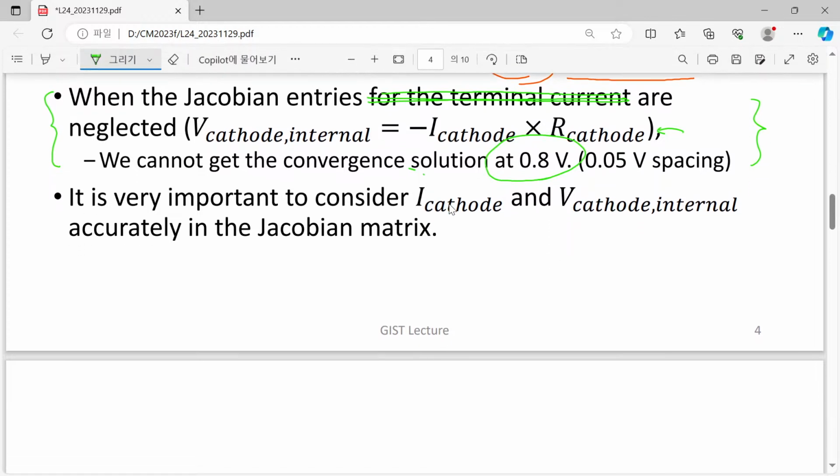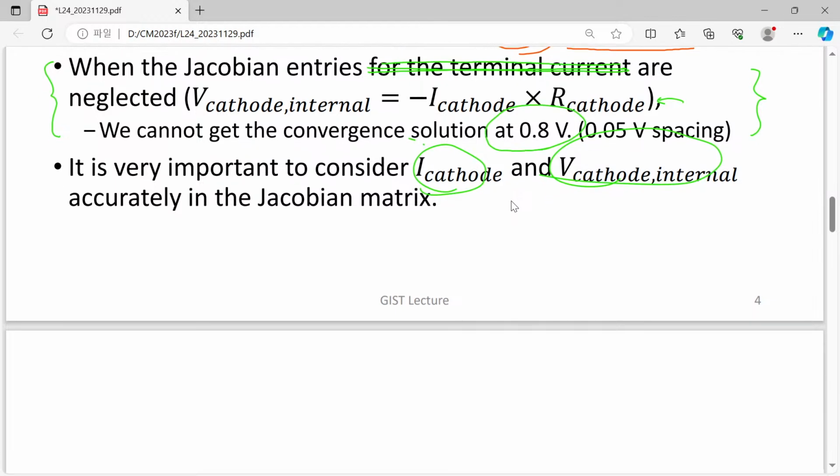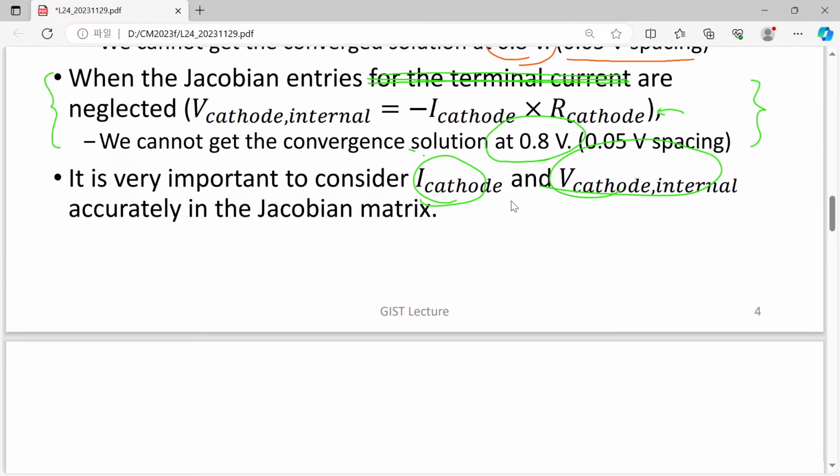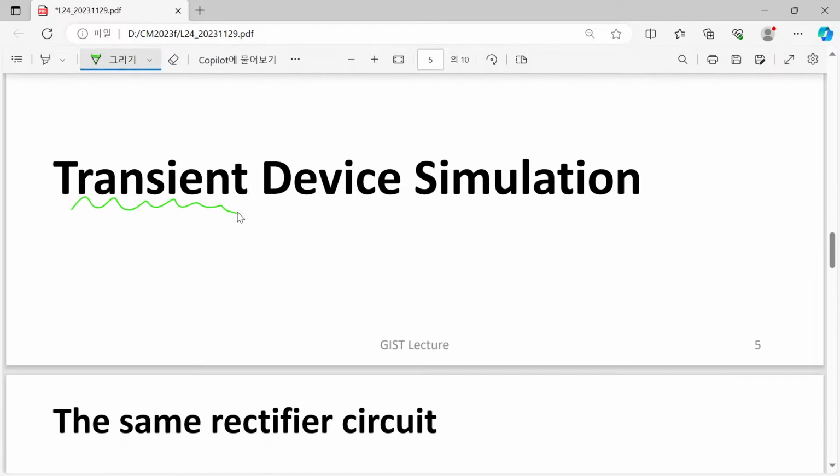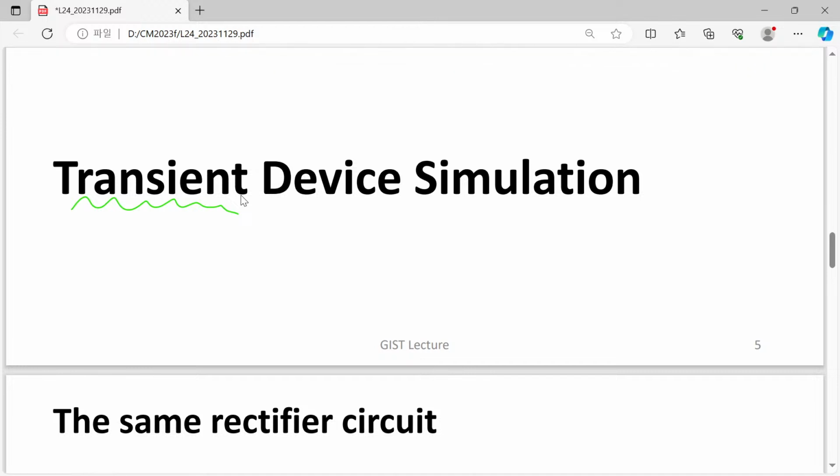Both means current and voltage accurately in the Jacobian matrix. So my suggestion is, before moving to the transient device simulation, please try the DC one first. Even this DC implementation will not be quite easy. Even from my experience, that is not that easy. So please try to run this simulation.